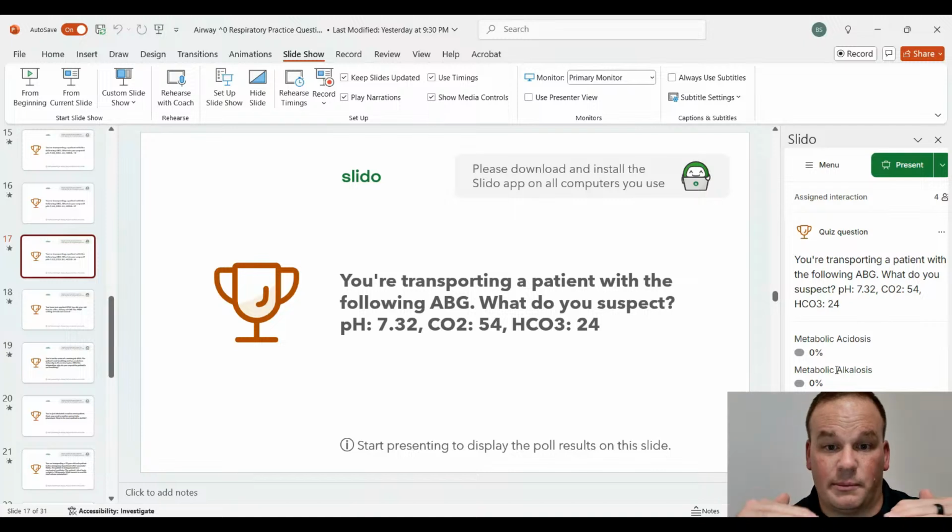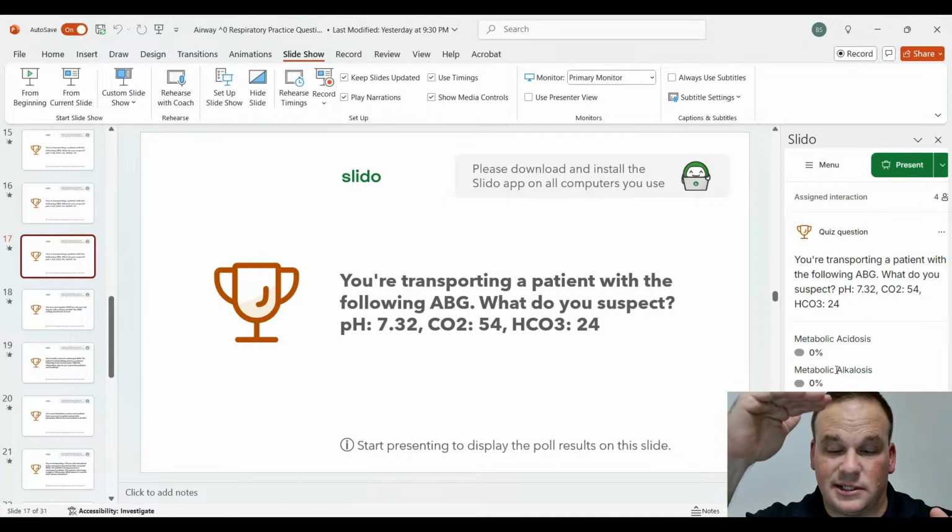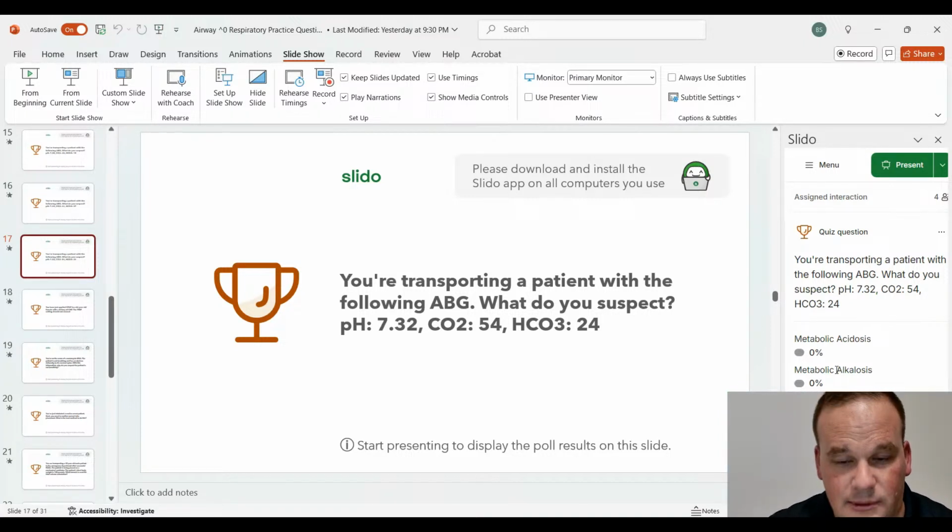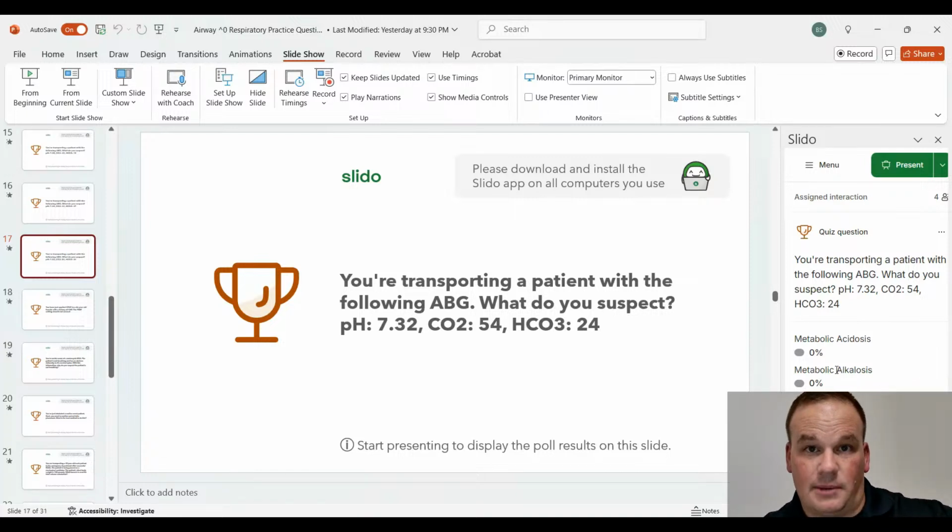CO2 is 54. Remember, respiratory opposite. My pH is going down. My CO2 is going up. So that makes sense. So I have a respiratory acidosis problem. I have too much CO2. This patient's retaining or holding on to too much carbon dioxide. They're not giving enough of it away. And that is making them become acidotic. So this is a respiratory acidosis.